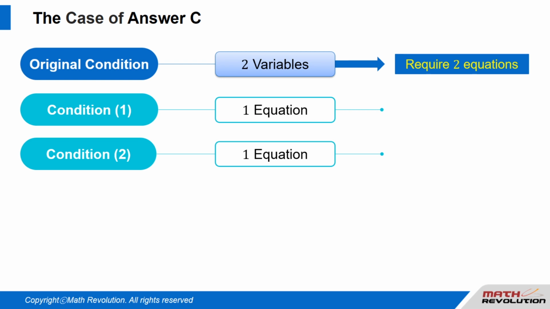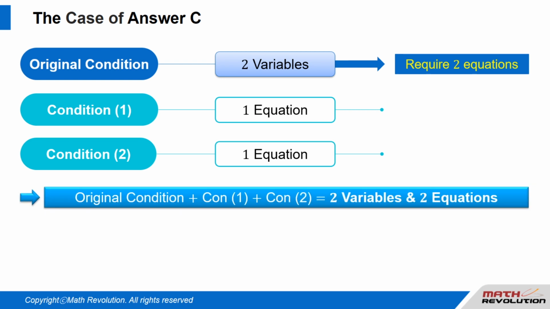Condition 1 gives 1 equation. Condition 2 gives 1 equation. Original condition plus condition 1 plus condition 2 will give us 2 variables and 2 equations. 1 equation comes from condition 1, and 1 equation comes from condition 2. This means we will have a set of matching variables and equations. Since we can solve for a unique value for both conditions, and we have a total of 2 variables and 2 equations, C is most likely the correct answer.